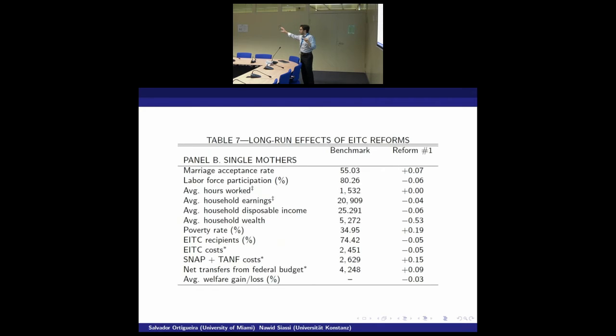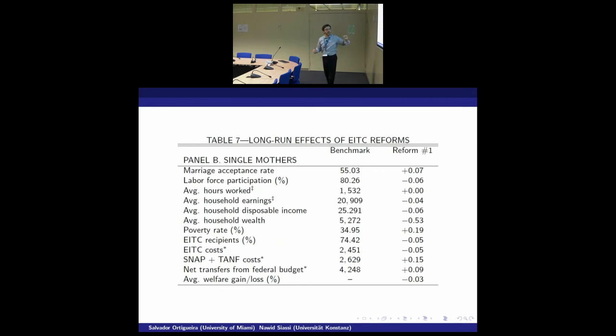It's a reform that doesn't apply to them, it only applies to married mothers, but the single mothers are going to be worse off. If you look at the welfare gain or loss, the average welfare among single mothers goes down slightly. It's true that it's not a big number, but it's a negative number. So this is just a signal, just something to pay attention to. The model says that single mothers are going to lose if we introduce a deduction to married couples.